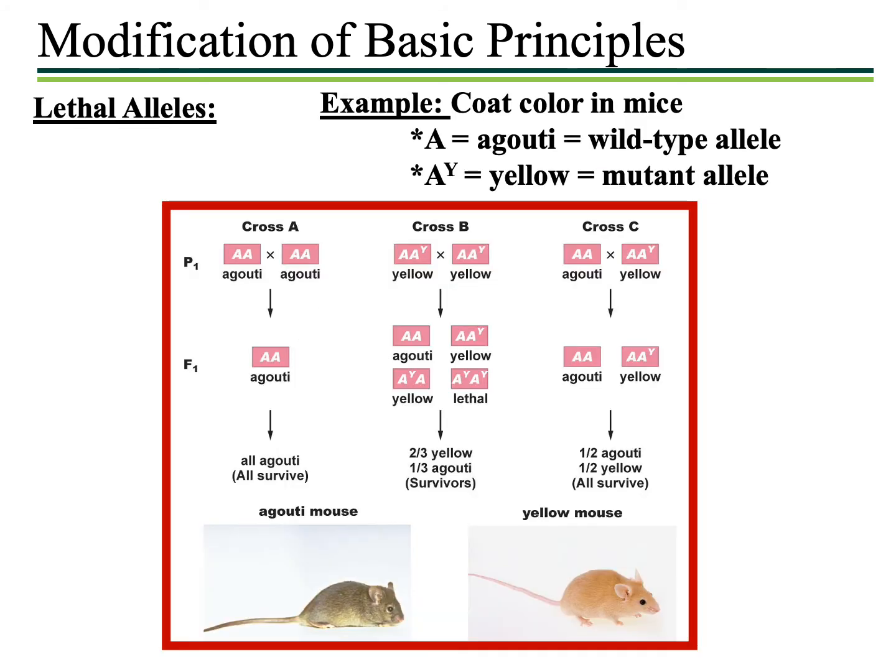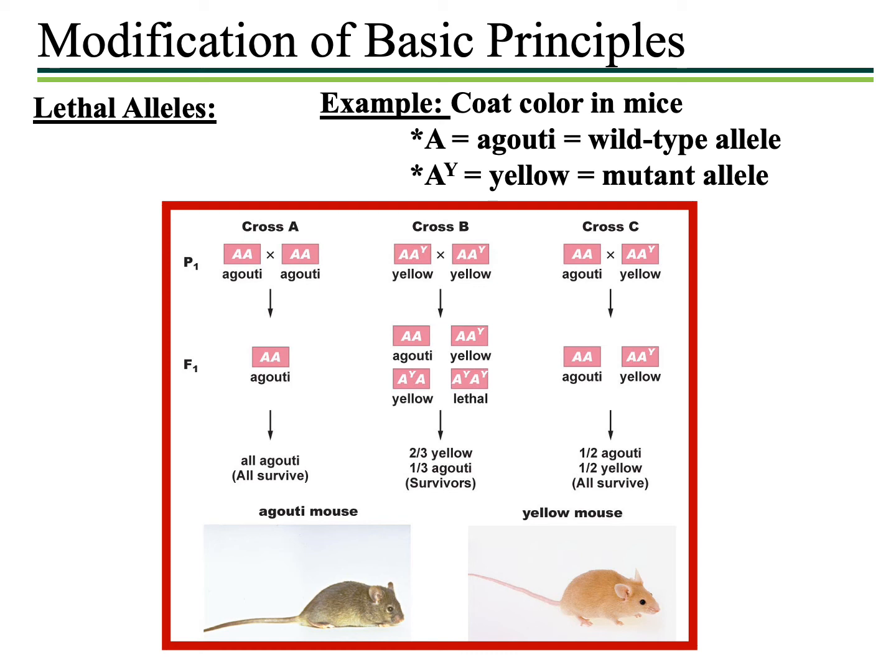The next example in modifications of phenotypic outcomes is what's referred to as lethal alleles. And it's exactly what their name implies. These are alleles that in some form or another cause lethality or death of the individual. So in this classic example, we have two different alleles. We've got the capital letter A, which is for coat color in mice, and it's referred to as agouti.